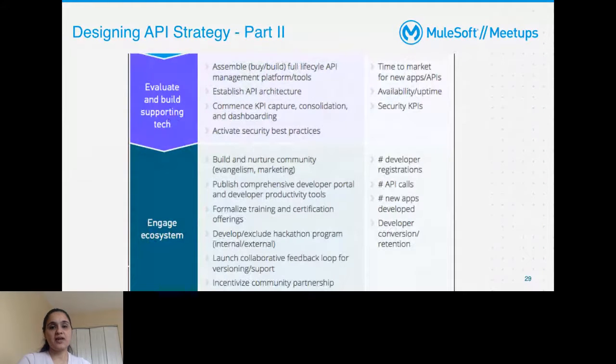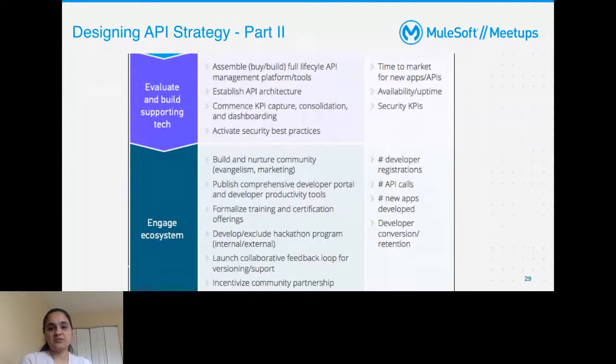Third step is to evaluate and build supporting tech. So that is important. Assemble, either you buy from a third party, or you build APIs, or you build full life cycle API management platform tools. Second is establishing the API architecture, which means converting your existing traditional architecture into the API-led connectivity architecture.